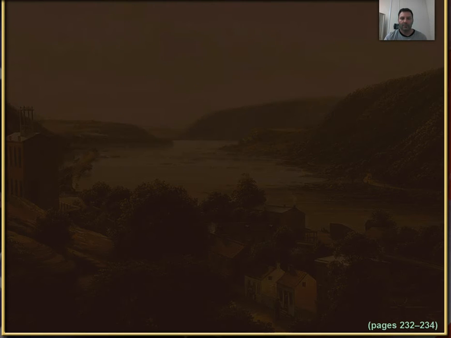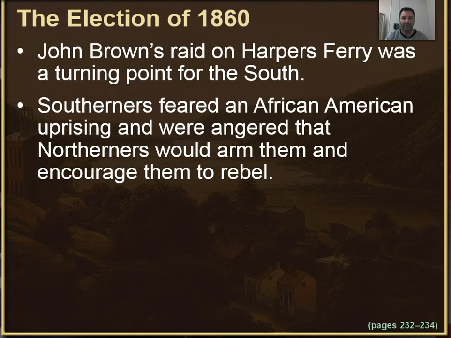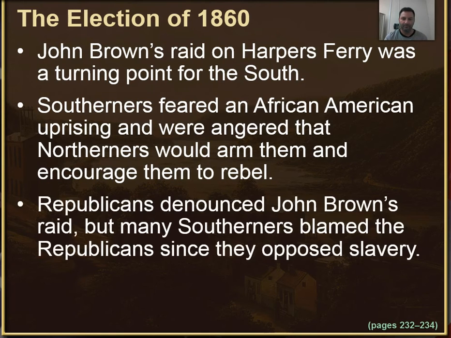Okay, so this brings us to the election of 1860. John Brown's raid at Harper's Ferry was a turning point for the South. Southerners feared African American uprisings and were angered that Northerners would arm them and encourage them to rebel. Republicans denounced John Brown's raid, but many Southerners blamed the Republicans since they opposed slavery.